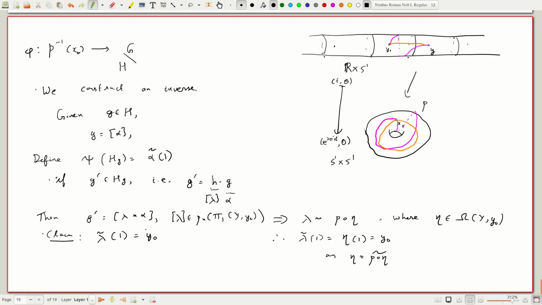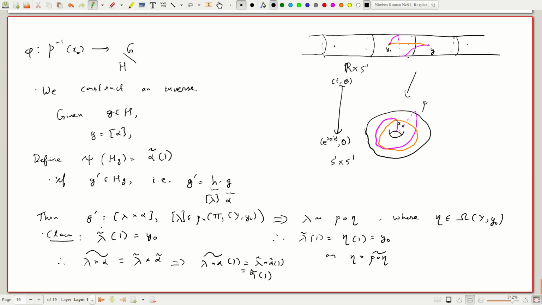So what we have here is, recall that g prime is represented by lambda star alpha, and lambda tilde of 1 is y0. Therefore the lift of lambda star alpha at 1 is simply lambda tilde star alpha tilde. This doesn't always happen because these are not well defined, but lambda tilde is a loop, so it ends at y0. So this product is well defined. So this implies that lambda star alpha tilde of 1 is just lambda tilde star alpha tilde of 1, which is just alpha tilde of 1.